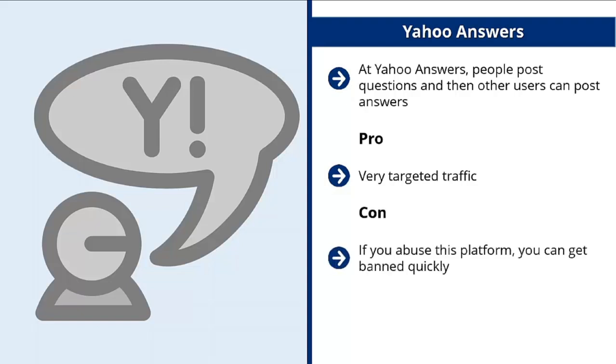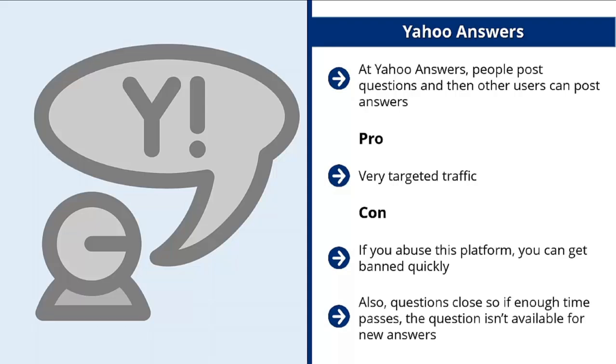Con: if you abuse this platform, you can get banned quickly. Moreover, it takes some time to get to level 3. You have to spend quite a bit of time and effort answering questions and getting selected as the best answer for you to get to that level. Also, questions close, so if enough time passes, the question isn't available for new answers.